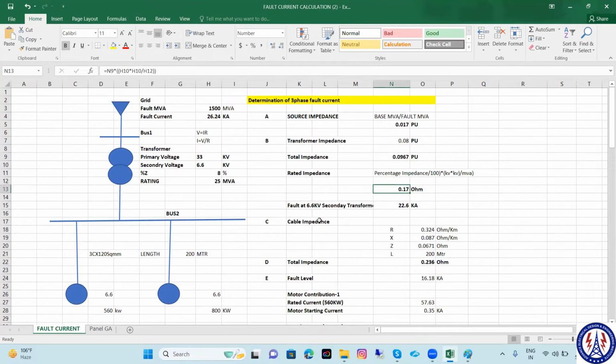So now the fault current will be what? V upon root 3 Z. So voltage is 6.6 kV, root 3 into Z. So simple, the fault current will come at bus 2. You are getting my point. I am just adding the impedance of source plus transformer, then converting it into ohm and using the secondary voltage for determining the fault at bus 2. Okay, clear?